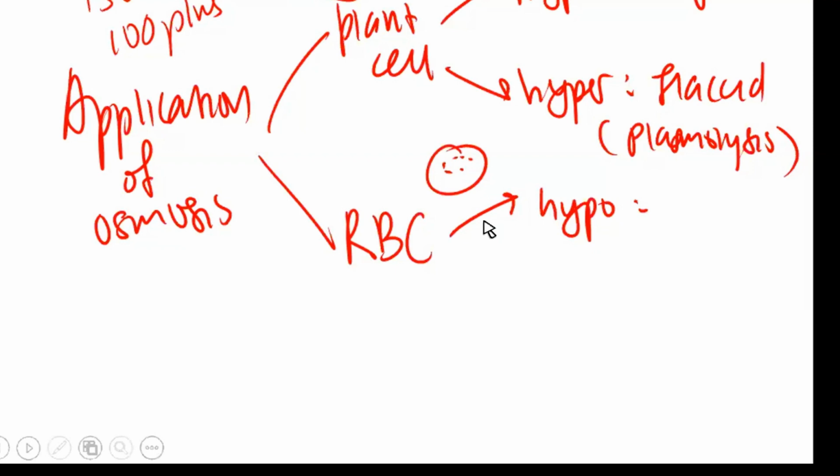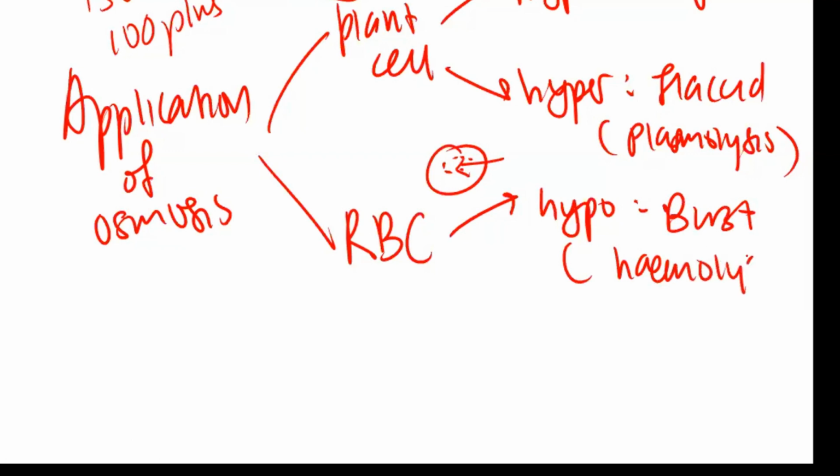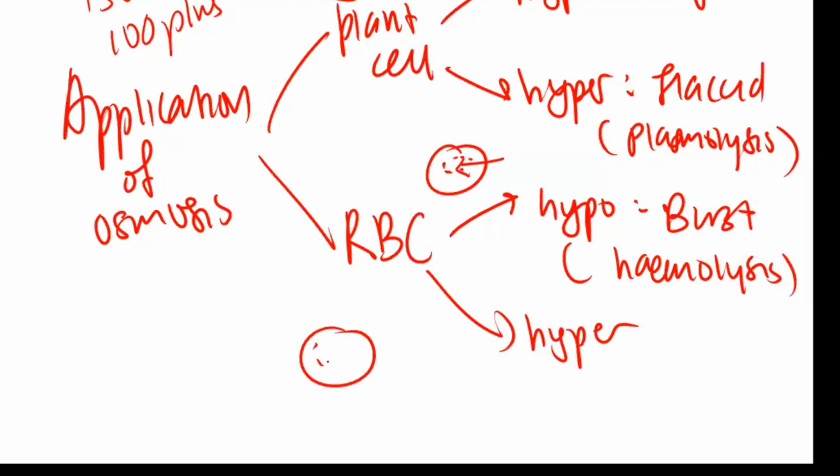When red blood cell is put in hypo, outside hypo, inside hyper. So water enters. What happens to the red blood cell? Burst, very good. What is the name of the process? Very good, hemolysis. What if I put red blood cell in hypertonic solution? Outside hyper, inside hypo. Water moves from hypo to hyper, water moves out.